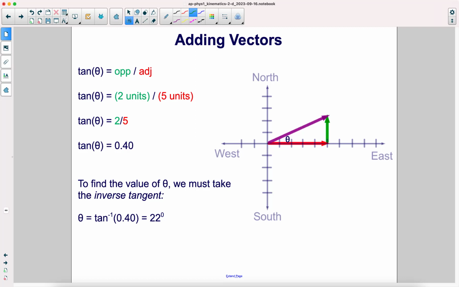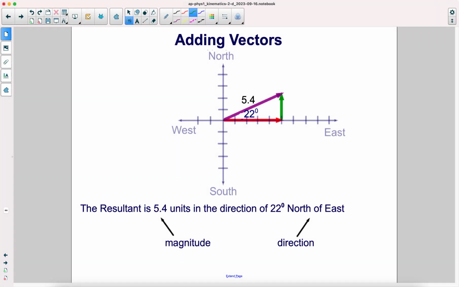To find the value of theta, we must take the inverse tangent. So since the tangent of theta is 0.4, theta must be 22 degrees, taking the inverse tangent of 0.4. The resultant, or the answer, is the length and direction of this vector. This vector is 5.4 units in the direction of 22 degrees north of east.